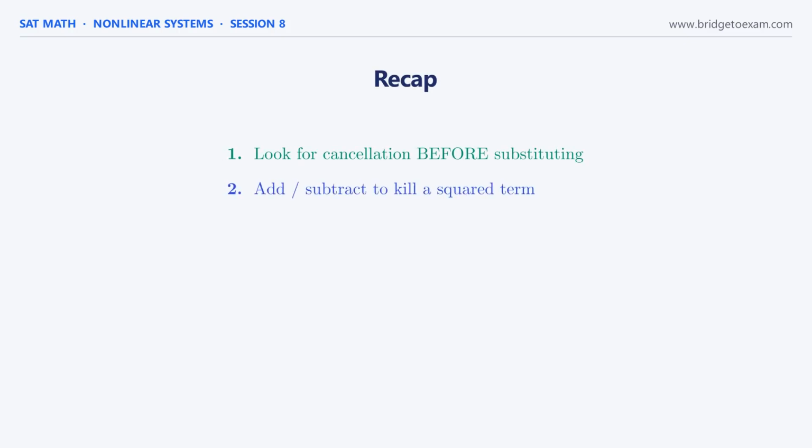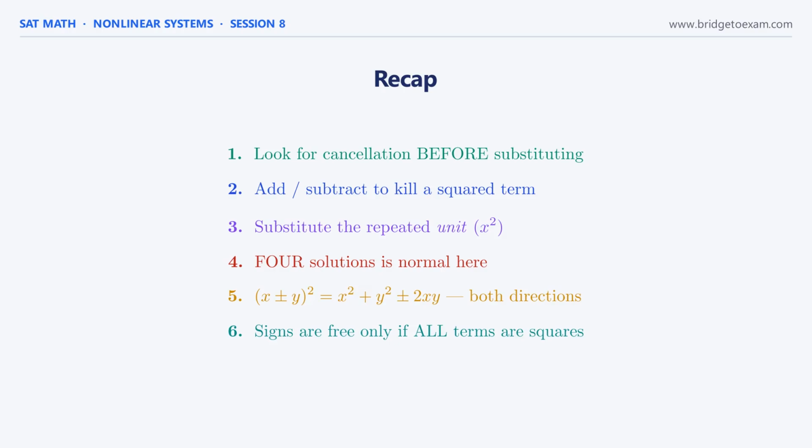Let's recap. When both equations are nonlinear, look for cancellation before substitution. Adding or subtracting can kill a whole squared term. Treat a repeated expression like x² as a single unit and substitute the unit. These systems are not limited to 2 solutions. 4 is common because each squared variable contributes an independent plus or minus. Use the identities (x + y)² = x² + y² + 2xy, and the minus twin. Run them forwards or backwards, depending on what you're given. And sign symmetry is free only when every equation is built from squares alone.